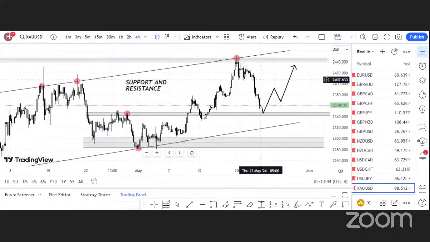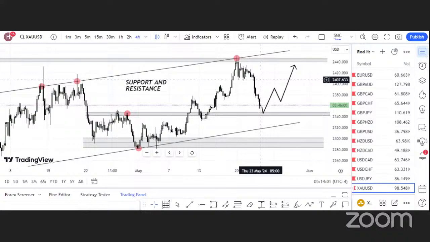And now to know if your market is approaching or if it's already in a support or a resistance zone, the easy way to know is by looking at what has happened in the market previously.